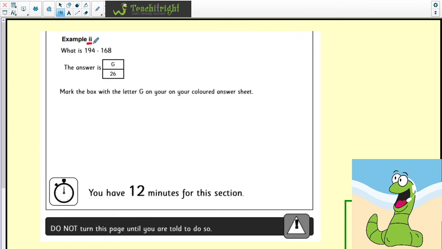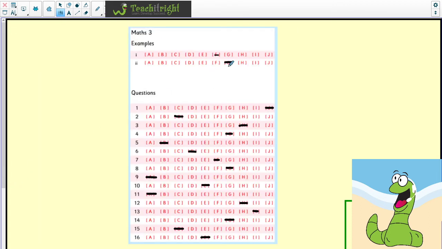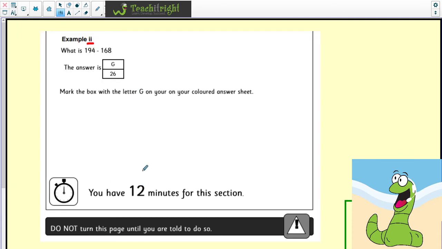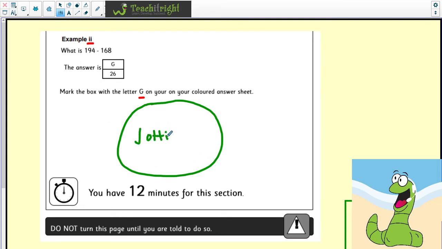But this one, example 2, this is one that you would have needed to have recorded down and the answer is G. So it's 194, take away 168 is 26. Now, what is interesting on these questions, and certainly even here in the example, you can see that there are some big white bits of space. And this is where you can do your jottings, and you are allowed to do your jottings on the question booklet, not on the multiple choice sheet, but you can do your jottings in those white bits of space and try and keep that close to your question as well.